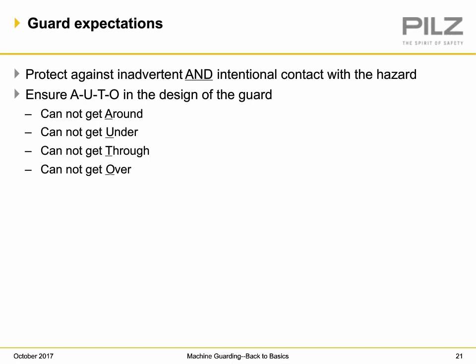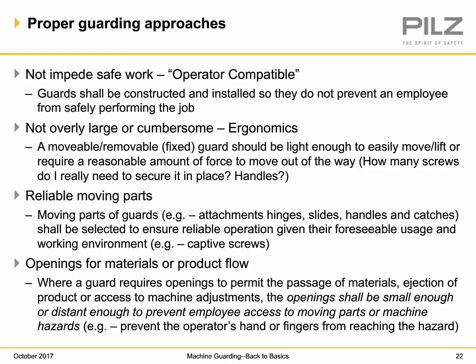Proper guarding approaches. Not impede safe work. And I know I've used this term in the risk assessment, and again, it's very important: operator compatible. Guards should be constructed and installed so that they do not prevent an employee from safely performing the job. You can throw a net over a machine and say, well, my job's done, but the operator, the maintenance person, can't do their job. So I've got to design a safeguarding system that reduces the risk down to an acceptable level to allow the operator to work within a safe area in a safe condition and still allow them to perform the jobs that they're expected.